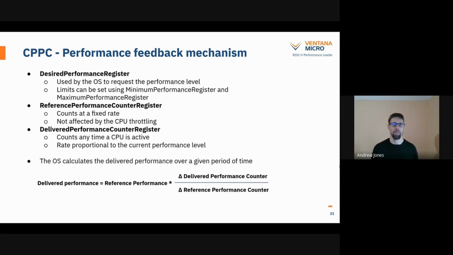Here, the reference performance is the performance level at which the reference performance counter accumulates, and it's used to scale the ratio of the number of delivered counts to the number of reference counts for the time period. The reference performance counter must count at a fixed rate, while the delivered performance counter counts at a rate proportional to the current performance level.